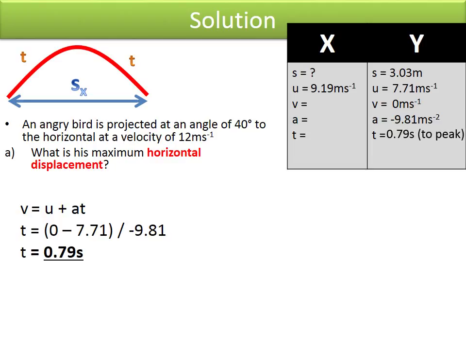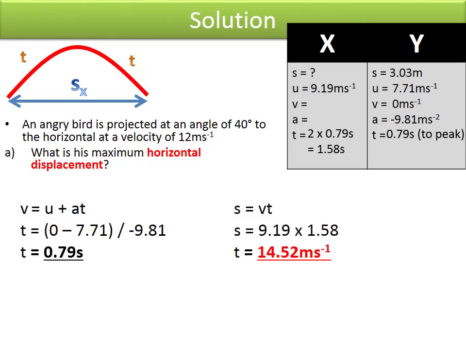Now, that's to get to the top. It'll take the same amount of time to fall down again, so all I'll do is simply times that by 2, and then the total time of travel will be 1.58 seconds. I've already got my initial horizontal velocity, so it's simply a matter of velocity times time, which gives us 14.52 meters. Not so hard after all.